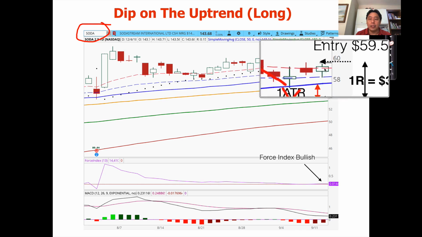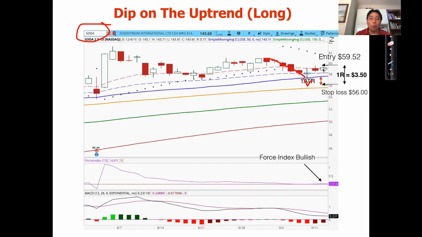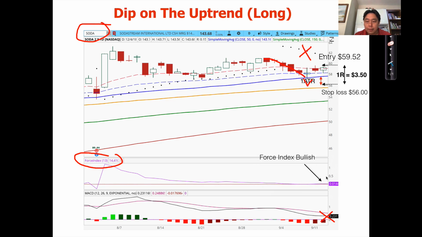Would we enter on this bullish candle? Well, let's check. We need to have one of the momentum indicators to be bullish. The parabolic SAR, which are the dots, is still bearish, so that's a no-no. The MACD is still bearish, that's a no-no, but you can see that the force index has already crossed bullish slightly, so we've got 1 out of 3 conditions met. So this means this close of the candle would be a valid entry point.